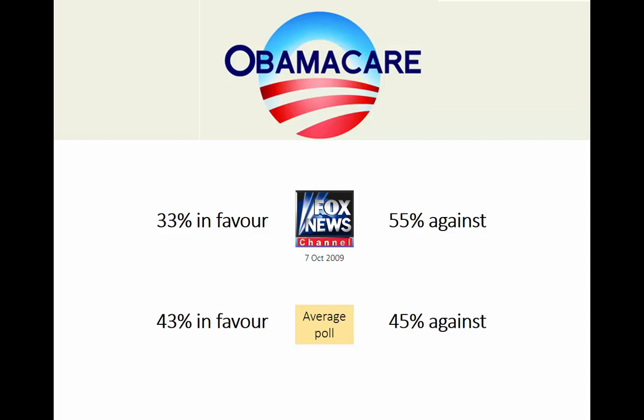And there's Fox News. Fox News is known to be biased towards Republicans. This is what you see. They ask about general approval: are they in favor of or against Obamacare? Among people who did the survey with Fox News, 33% were in favor of it, while in average polls the number was much higher, 43% in favor. So you wonder, how did they do that?